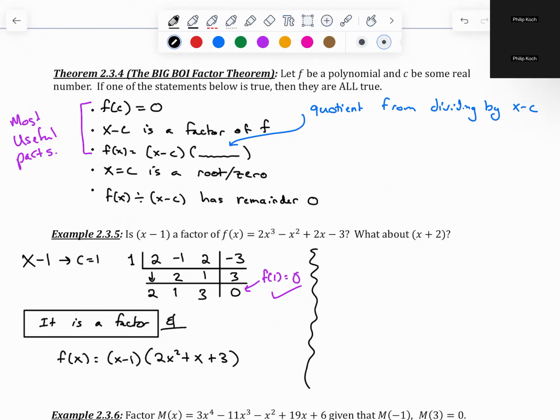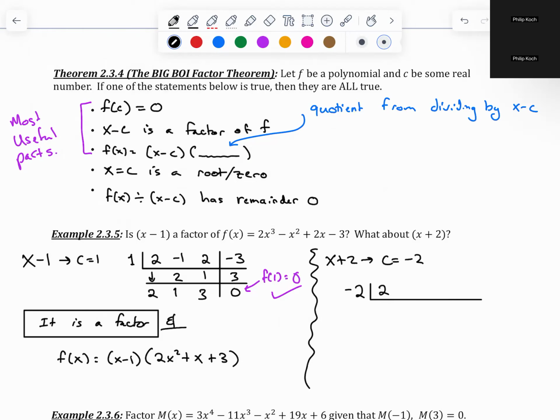What about x plus 2? Maybe it's a factor, maybe it's not. What would c be if we've got x plus 2? Would it be negative 2 or would it be 2? Negative 2, because we have to have it in the form of x minus c. So c is equal to negative 2. Let's check it out. If you're just asked to find out whether or not it's a factor, you could absolutely compute f of negative 2 in your calculator and see if you get 0.